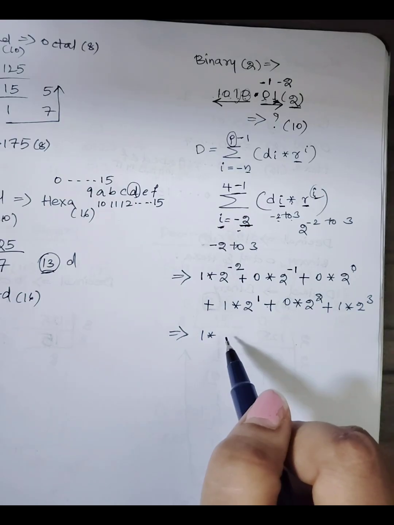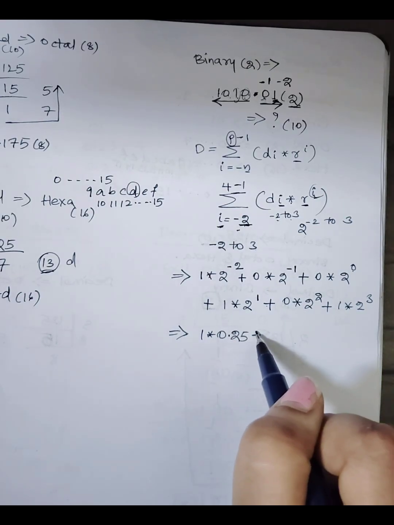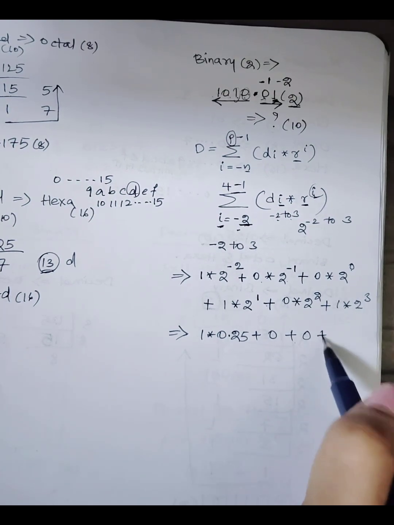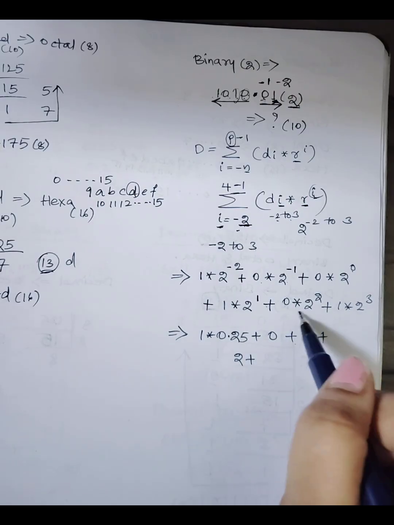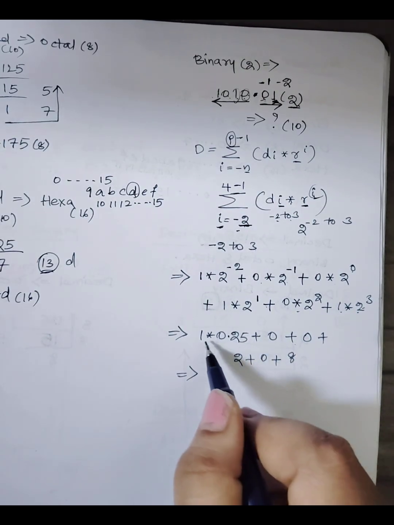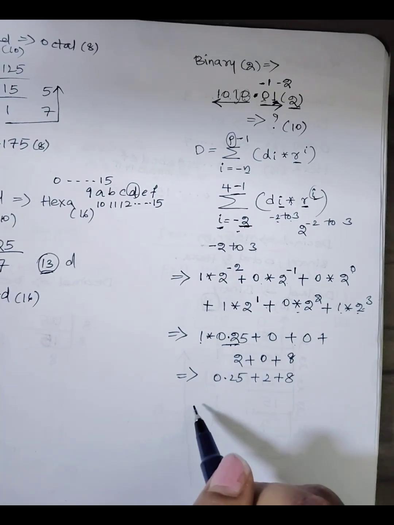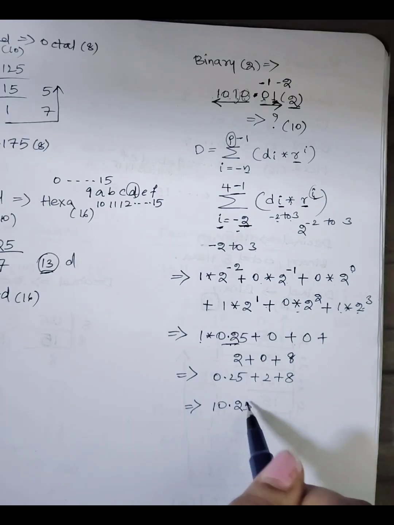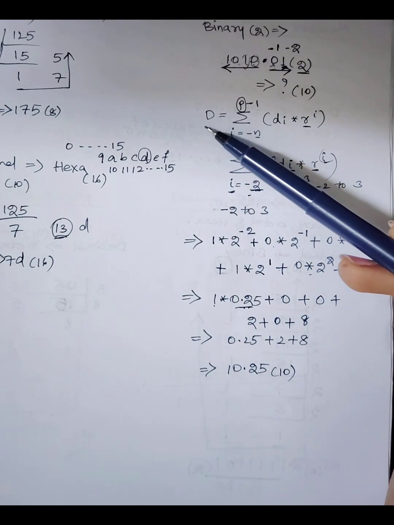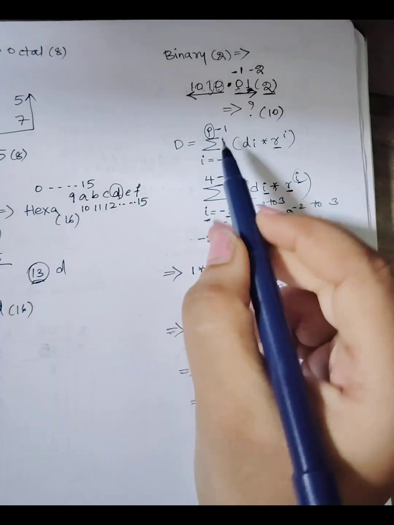1 into 2 power minus 2 is 0.25, plus 0 into anything is 0, plus 0 into anything is 0, plus 1 into 2 is 2, plus 0 into anything is 0, plus 1 into 2 cube is 8. 1 into anything is anything, so it will be 0.25 plus 2 plus 8. So it will be 10.25 in decimal. This is how you convert any binary number into decimal. To convert any number to decimal, this will be the formula.